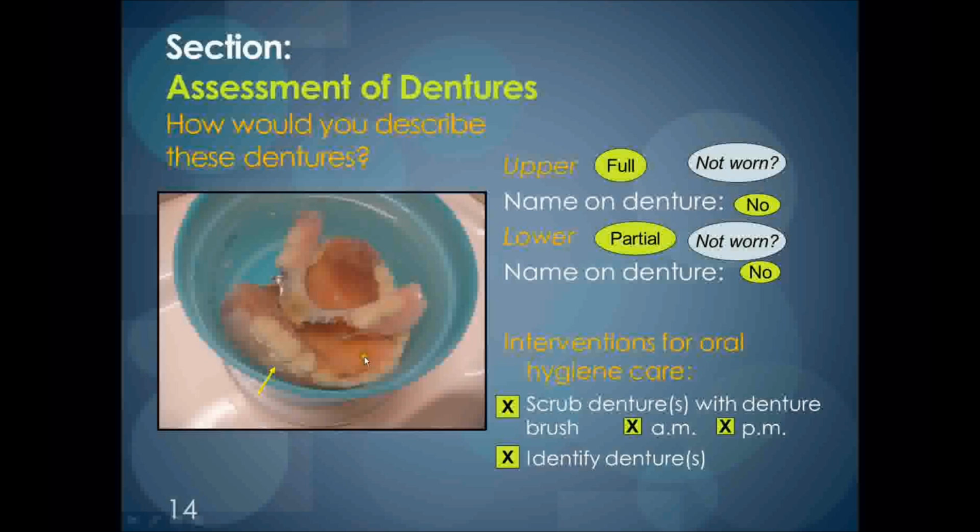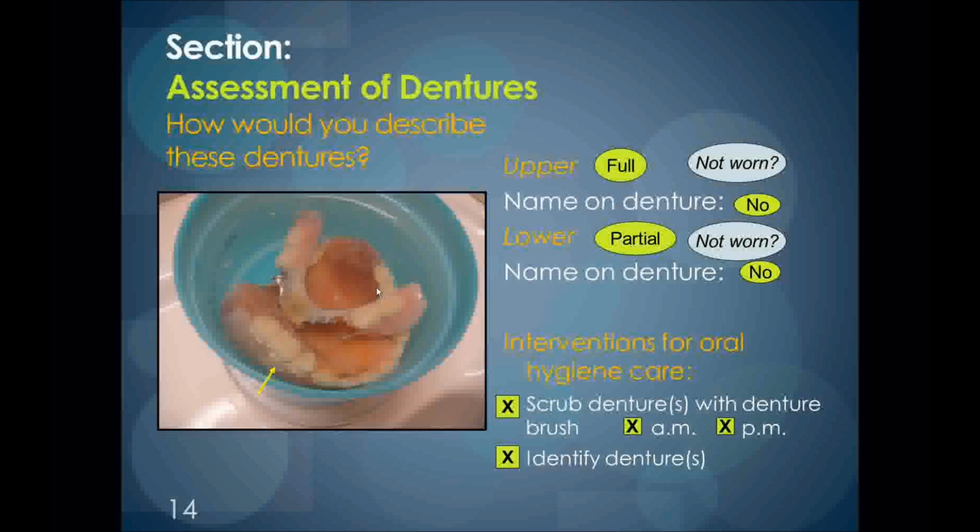Assessment of dentures. In this example, the assessor would note under Assessment of Dentures that there is a full upper and partial lower. When dentures are found sitting in a cup during the day, the assessor should always check with the resident and the caregivers to find out if they are not worn and for what reason. If a resident is losing body weight, they are also likely to have changes in their mouth, which will affect the fit of the dentures.